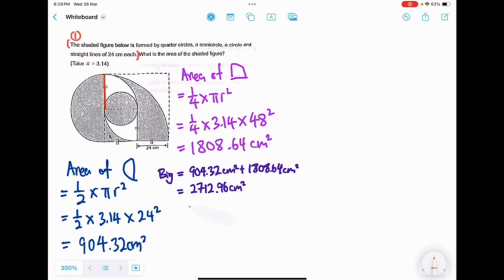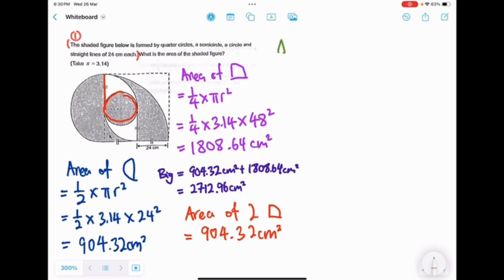So what I can say is that the area of two small quadrants is simply just the same area as my semicircle, which is 904.32 cm square. And to find the unshaded part, what I need to do is to take the area of the two small quadrants and minus the small circle in the middle over here.